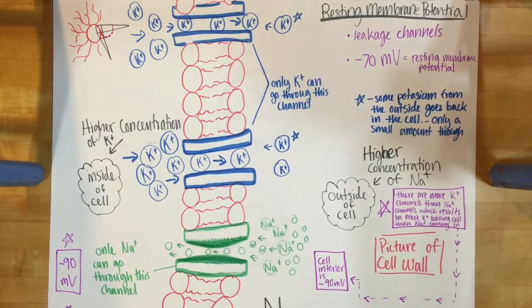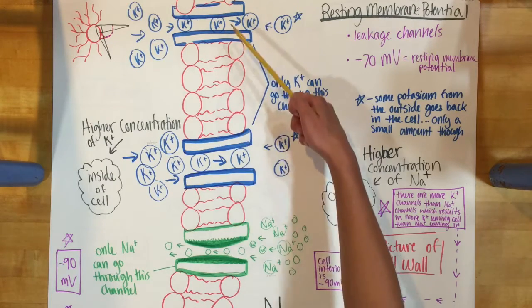Resting membrane potential. Resting membrane potential is the charge or voltage across the cell membrane. On the inside of the cell membrane, we have a high concentration of potassium, and on the outside, we have a higher concentration of sodium. Also on the inside, there are large negative ions.